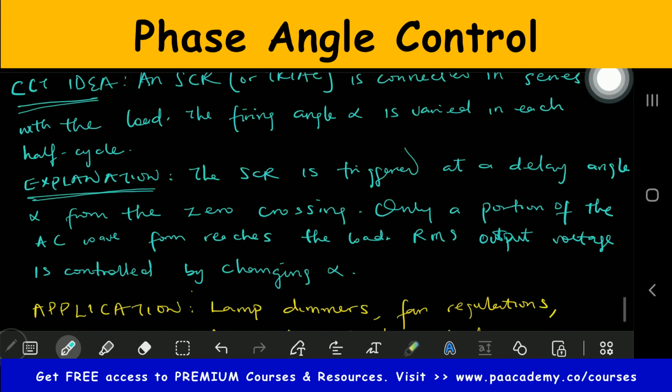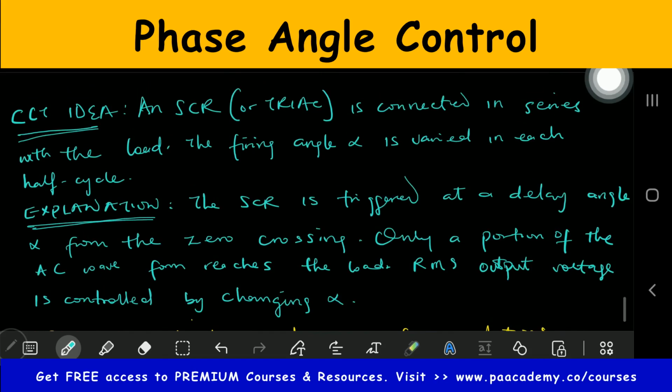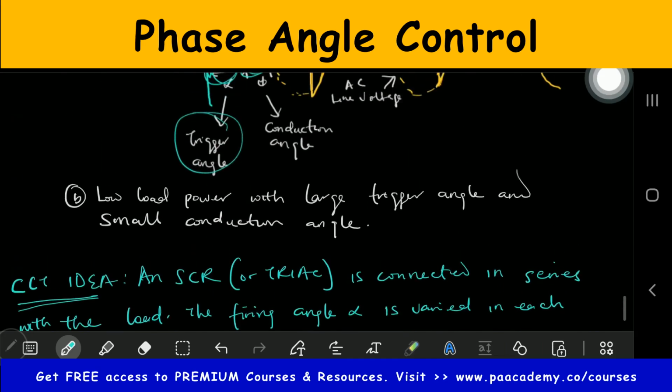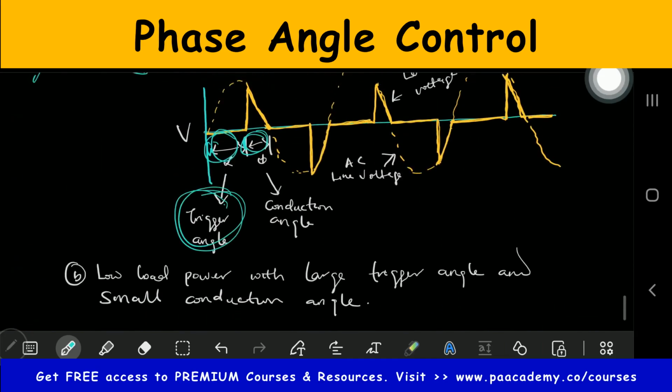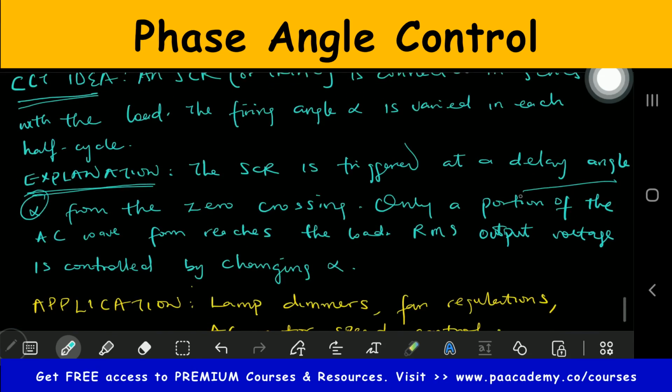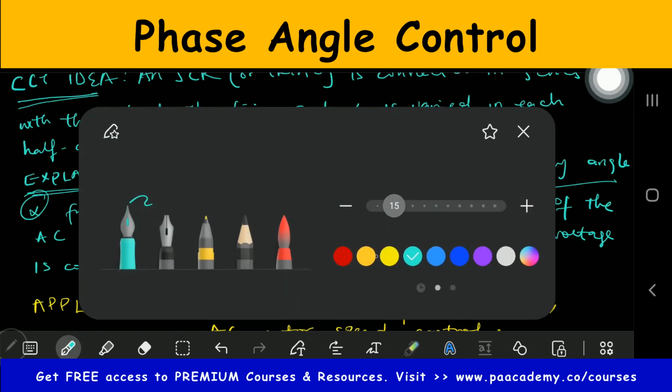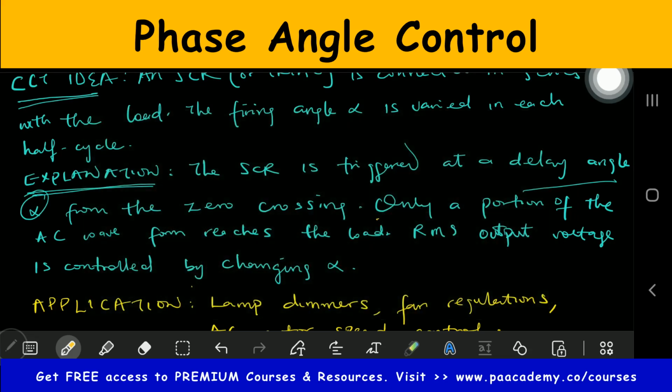Now the explanation there says the SCR is triggered at a delayed angle alpha from the zero crossing. Only a portion of the AC waveform reaches the load. RMS output voltage is controlled by changing the firing angle, which is also referred to as the trigger angle right here. Basically, the key thing here is that only a portion of the AC waveform reaches the load.